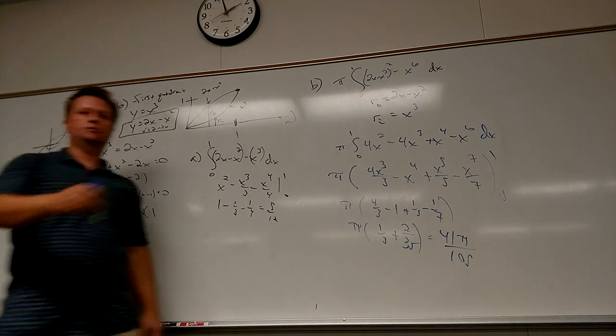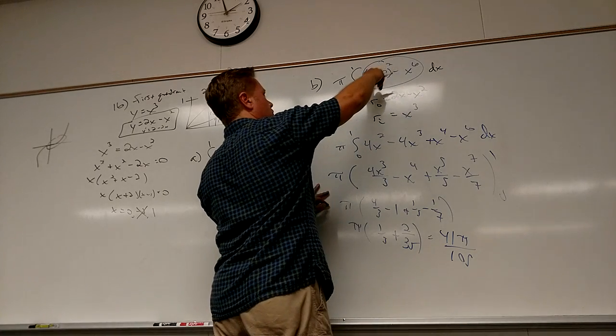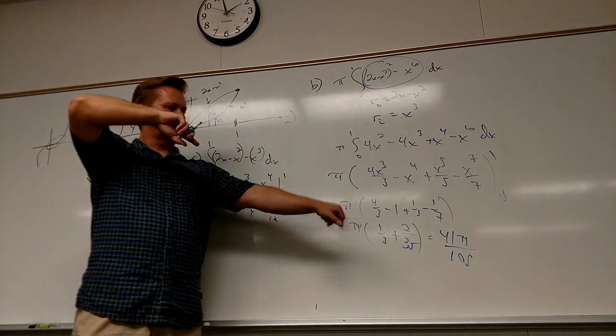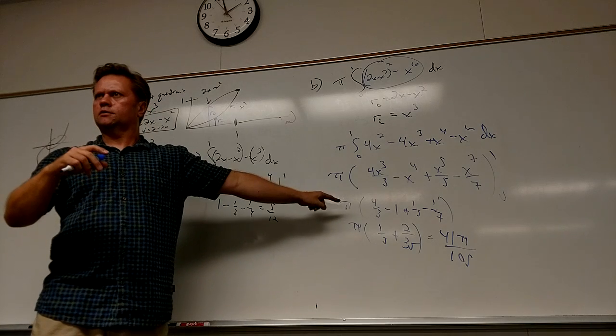How can you check this? You put this into Y1. You do second calc, number 7 from 0 to 1. And that should come out to be 41 divided by 105. You guys, anybody get something different there?